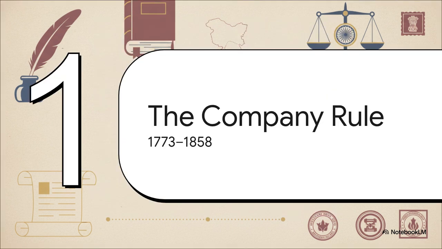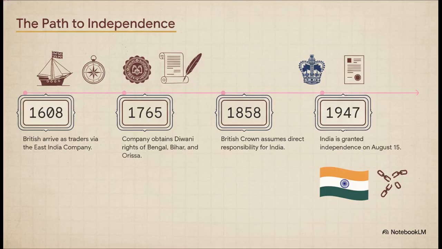Section 1. The company rule, spanning from 1773 to 1858. To really set the stage here, we need to go back to 1608. That's when the British first arrived in India as traders through the East India Company, holding an exclusive trading charter. But the massive pivotal shift happens a bit later, in 1765. That's when the company obtained the Diwani, which basically means the rights over revenue and civil justice for Bengal, Bihar, and Orissa. And this is a really crucial detail.